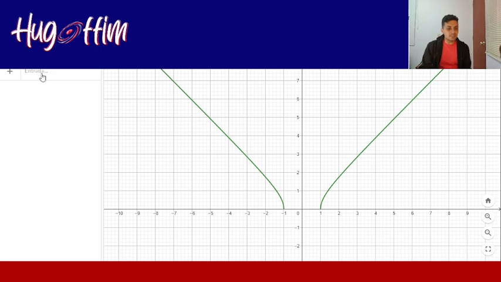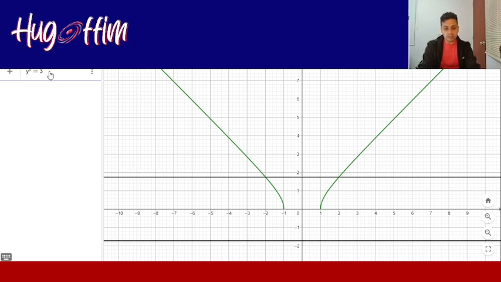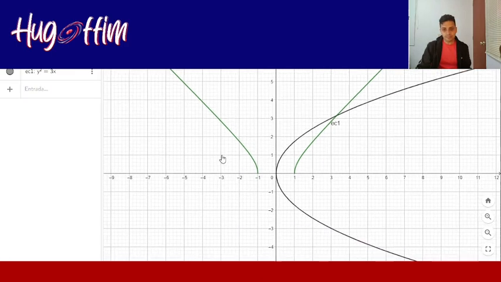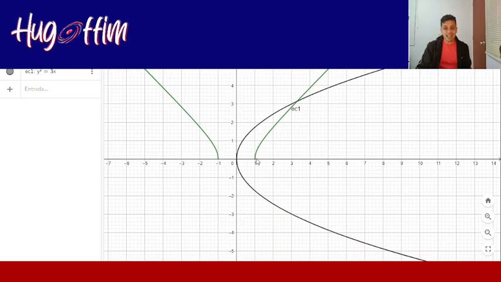It's different from this relation. I'm going to write another relation here, for example, y squared equals 3x. You can see it here in black. And look, for one element of the domain, I have two elements of the range. This is a relation, but it's not a function.